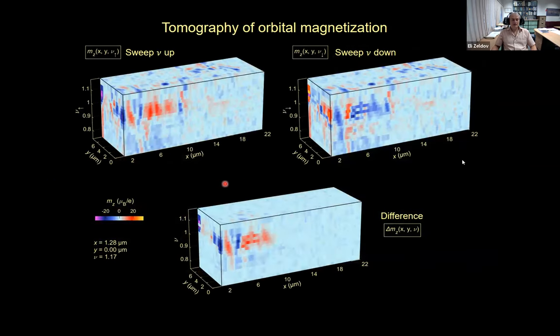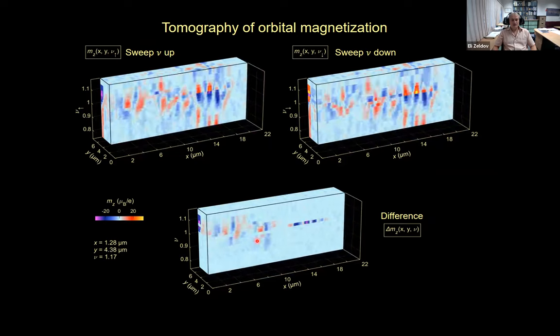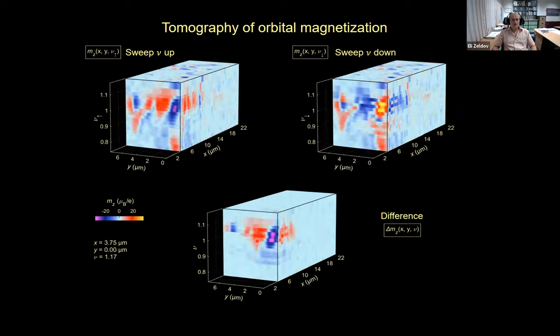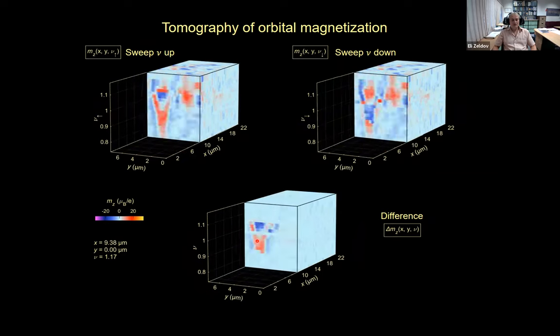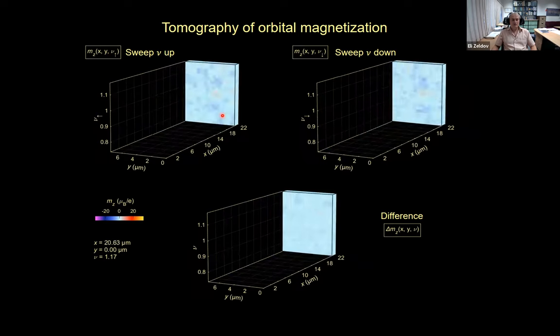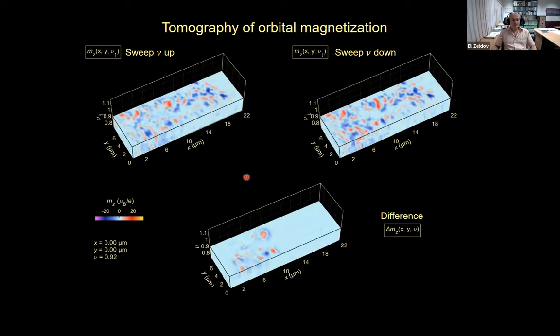So we can take this data and make a three-dimensional rendering of it. So these are the two spatial coordinates, and this is the filling factor through one. So this is upon sweeping the filling factor up, this is upon sweeping down, and this is the difference. And we're looking at the different cuts of this three-dimensional presentation, you see that the orbital magnetization is highly non-trivial, having both paramagnetic and diamagnetic regions and sharp transitions between them, and quite complicated dynamics.